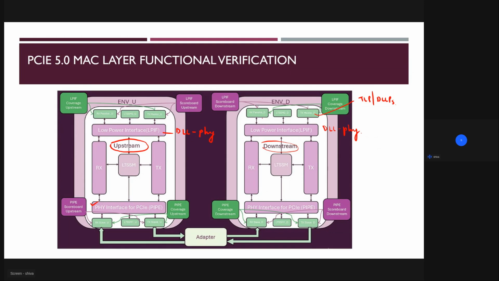The receiver passive downstream agent will handle incoming TLPs and DLLPs. In the same way on the upstream side, the transmitter master agent will generate TLP and DLLP traffic and the receiver passive agent will consume the incoming TLP and DLLP traffic. And we have the transmit slave for upstream, receive slave for upstream, transmit slave for downstream, and receive slave for downstream.